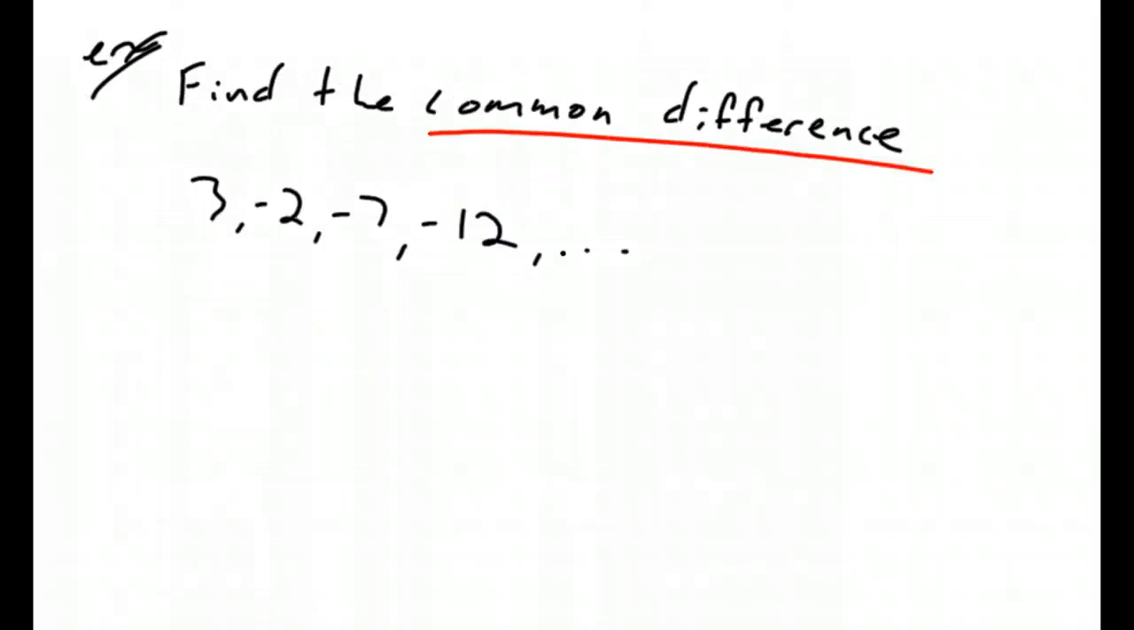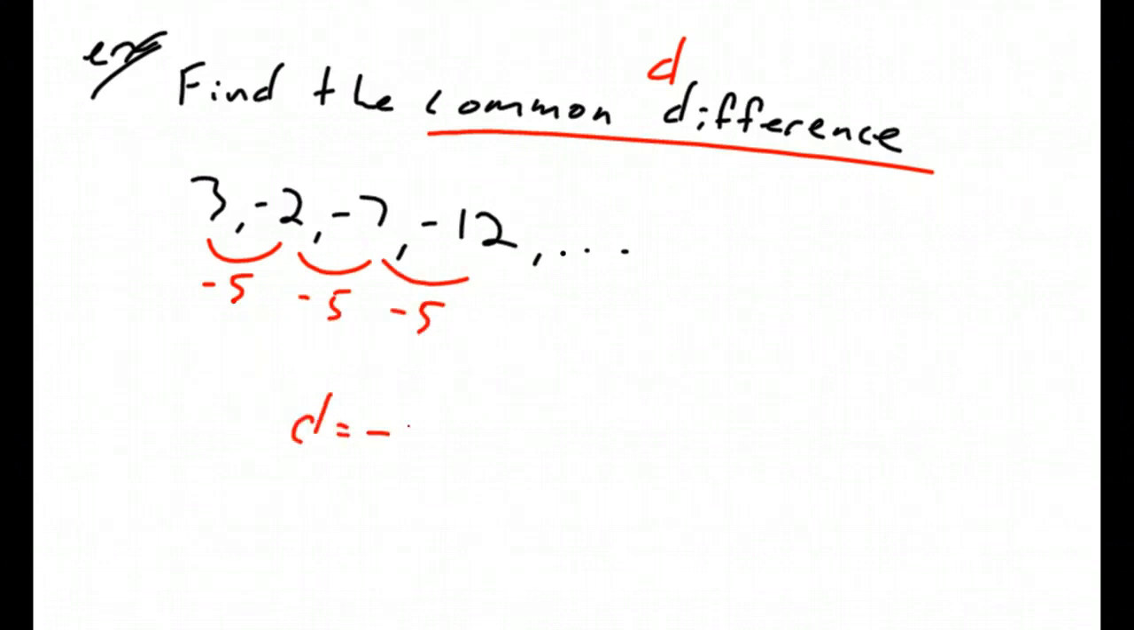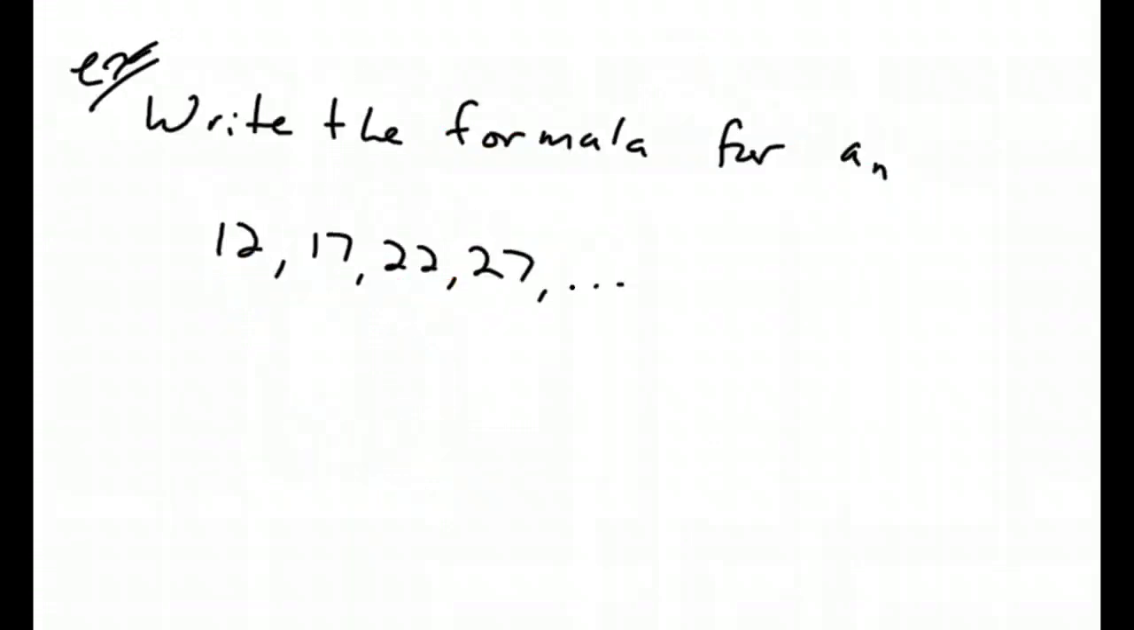Another type of example may just ask you to find the common difference. All this is, common difference just means d. So find the d, find the common difference. From 3 to negative 2, it goes down 5. Negative 2 to negative 7 also goes down 5. Negative 7 to negative 12 also goes down 5. So there is our common difference. It is negative 5. We go down 5 each time, so that is our difference.